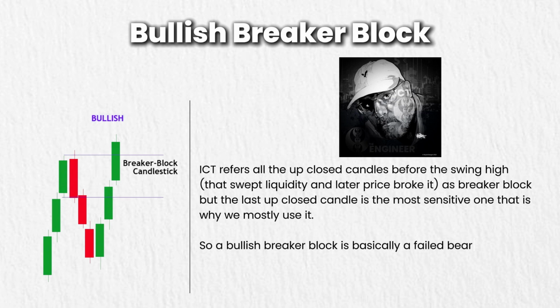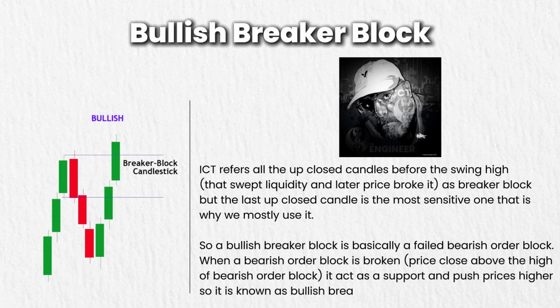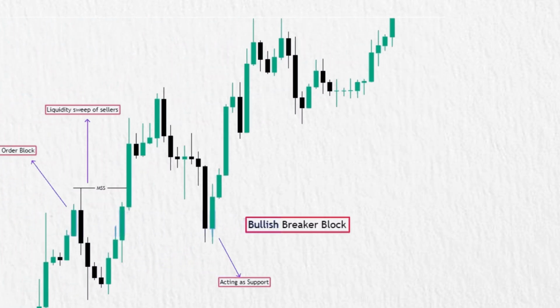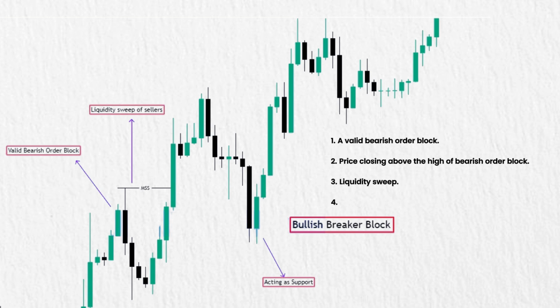So a bullish breaker block is basically a failed bearish order block. When a bearish order block is broken, price closes above the high of bearish order block, it acts as a support and pushes prices higher, so it is known as bullish breaker block. But to identify a valid bullish breaker block, you need to check following things. 1. A valid bearish order block. 2. Price closing above the high of bearish order block. 3. Liquidity sweep. 4. Market structure shift MSS.